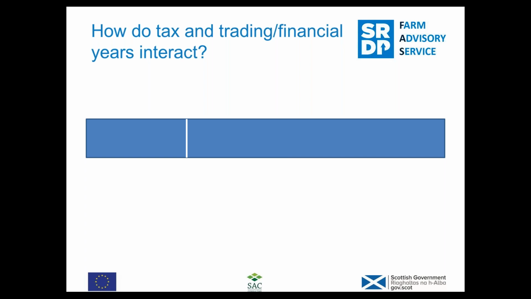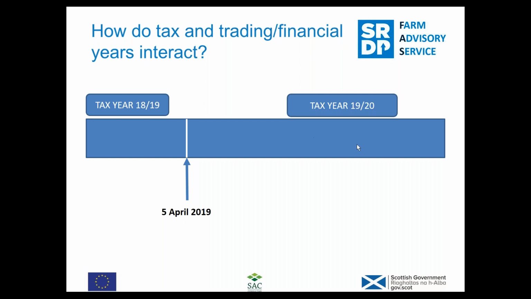So I've got a wee diagram here. This point here is the 5th of April. Everything before the 5th of April 2019 is the tax year 18-19. So this tax year started away back on the 6th of April 18 and it runs up until the 5th of April 19. And then this bit here is the tax year 19-20. It started on the 6th of April and will run up to the 5th of April 2020.